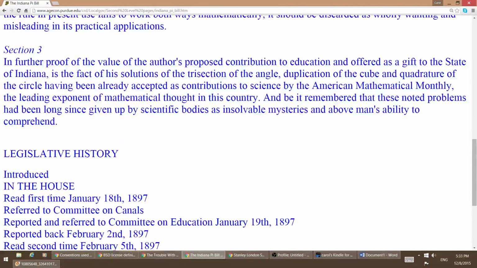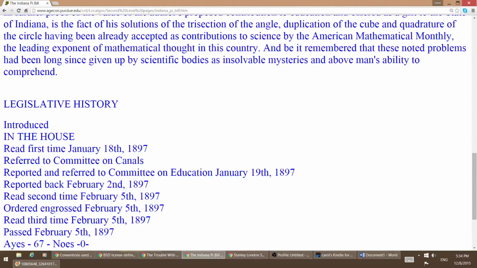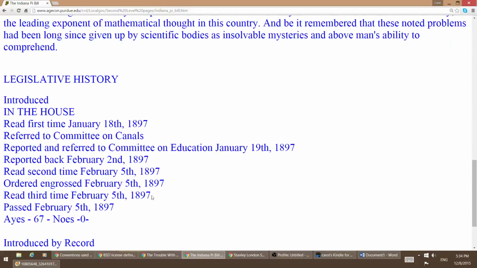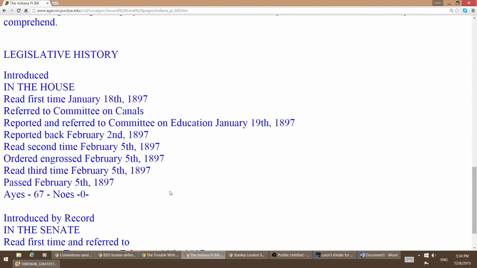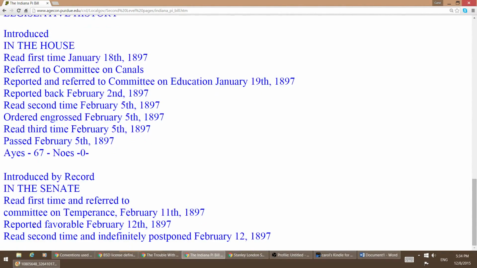Legislative history: introduced in the House, read first time January 18, 1897, referred to Committee on Canals, reported and referred to Committee on Education January 19, 1897, reported back February 2, 1897, read second time February 5, 1897, ordered engrossed February 5, 1897, read third time February 5th, 1897, passed February 5th, 1897, ayes 67, noes 0. Introduced by record in the Senate. Read first time and referred to Committee on Temperance February the 11th. Reported favorably February the 12th. Read second time and indefinitely postponed February the 12th, 1897.